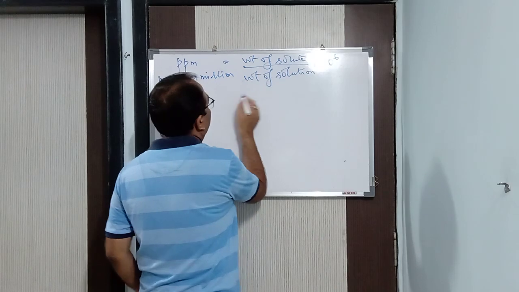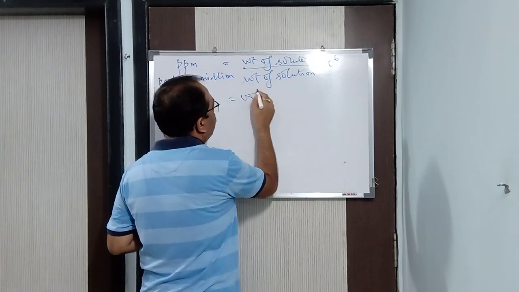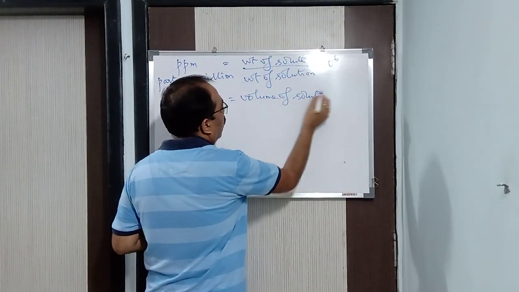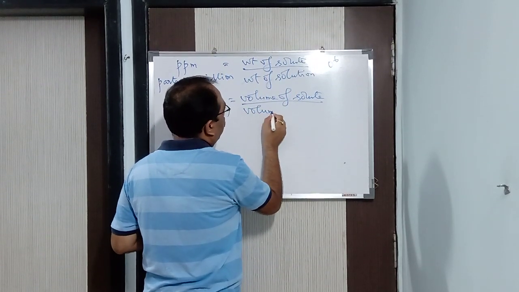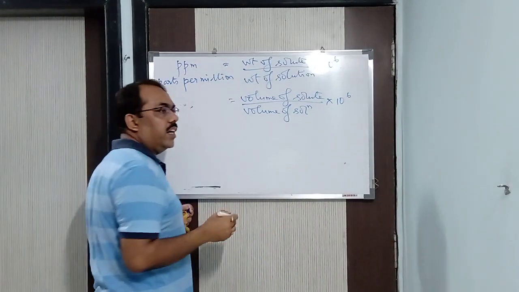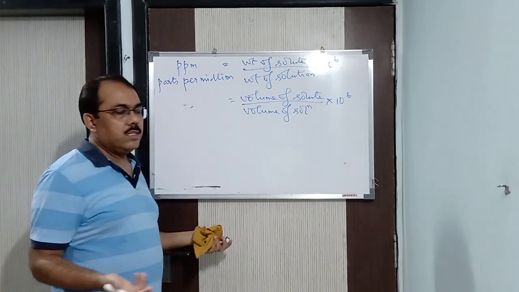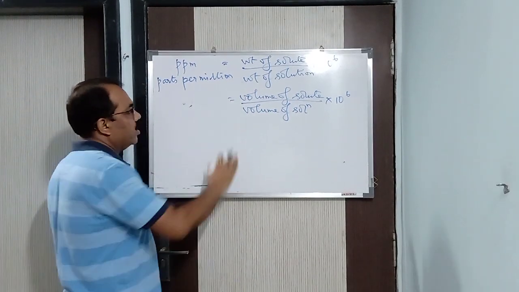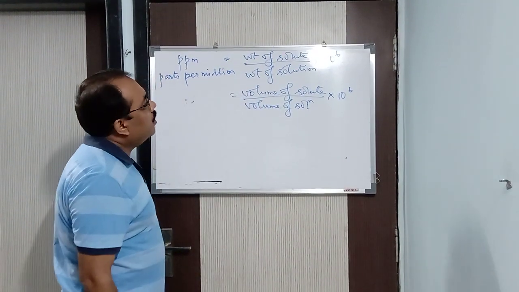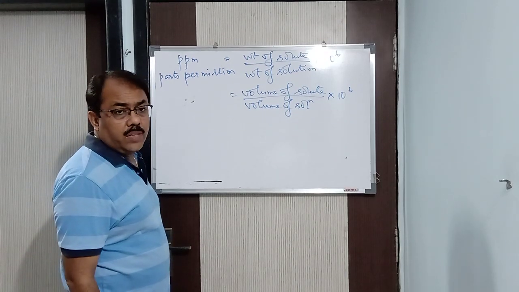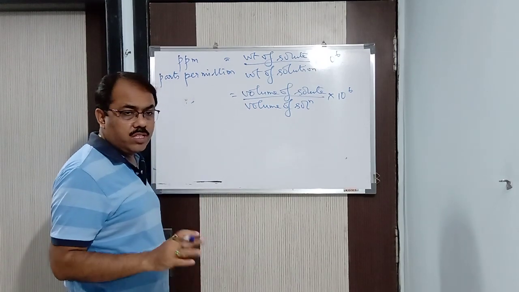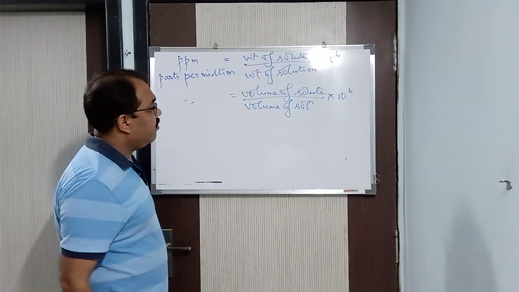Similarly, suppose weight is not given, volume is given. So what will it be? Volume of solute by volume of solution into 10 to the power 6. It depends on what is given to you in the question. If weight is given, you will put the weight. If volume is given, you will put the volume. Now it does not have any unit. Remember that. That is your parts per million. You can see volume by volume cancels. Similarly, the other one, mole fraction, is also not having any unit. Clear? That's a fraction I am saying.